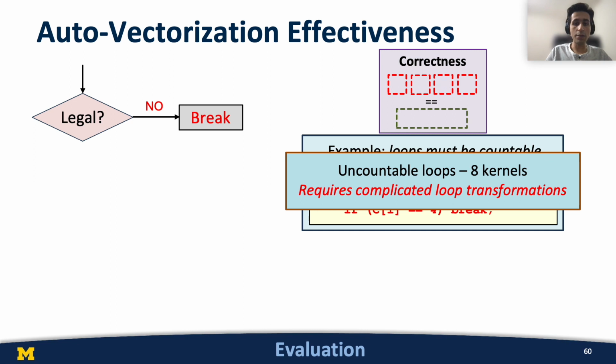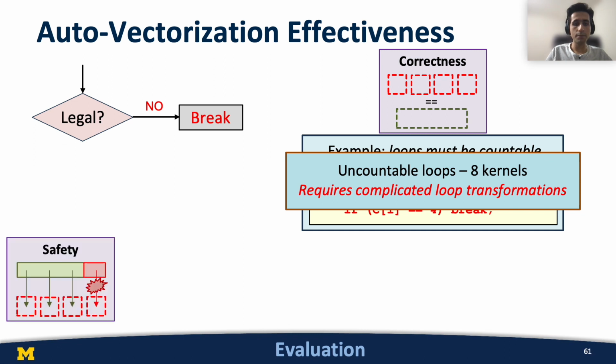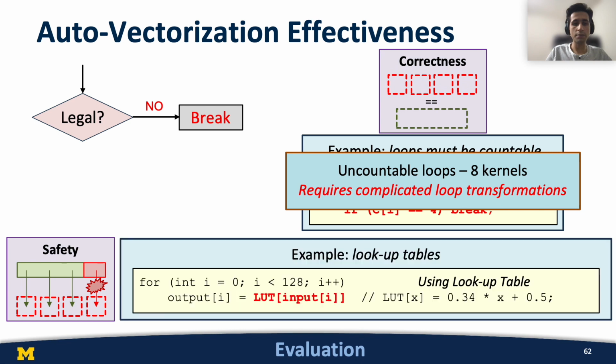Vectorizing an uncountable loop, which occurs in 8 data parallel kernels of the Swan benchmark suite, requires complicated loop transformations, which is outside the power of the LLVM's auto-vectorizer. The second condition for legality is the safety of memory accesses. The compiler only vectorizes the loops with memory accesses to legal memory addresses.